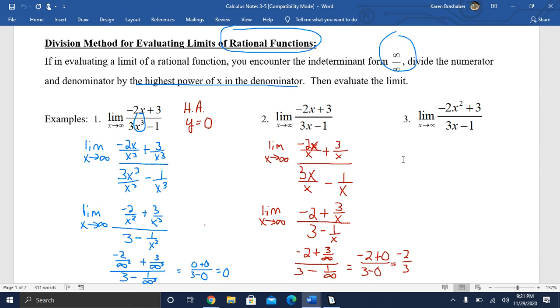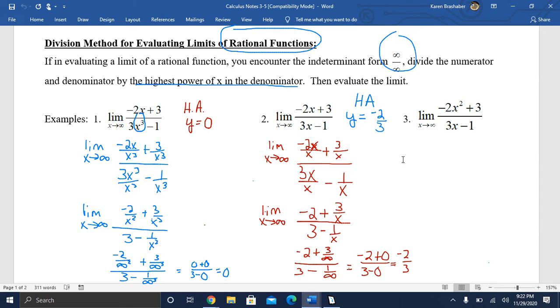So if we were to have an analysis on this rational function, we would say that it does have a horizontal asymptote at y equals negative 2/3. All right, and then our third problem, again, if I were to substitute in infinity, I'd have negative 2 times infinity squared plus 3, and then 3 times infinity minus 1.